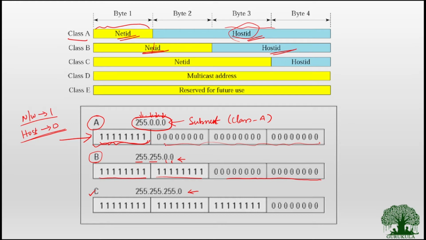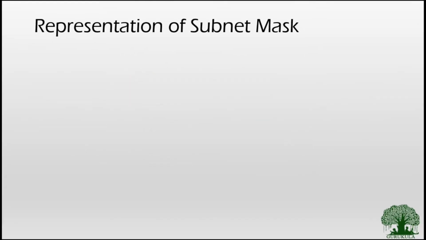In case we are subnetting, then definitely we might have borrowed a certain number of bits from the host ID. Obviously these bits will be represented as 1. So there will be a difference in the number of ones compared to the default subnet mask. By using this subnet mask, the system will get to know that subnetting has been performed.